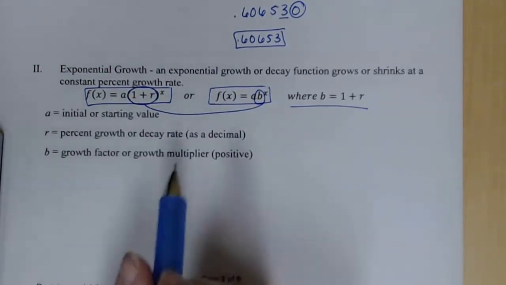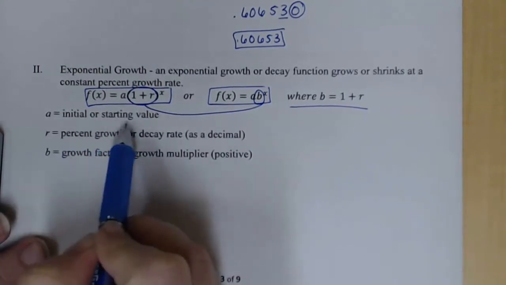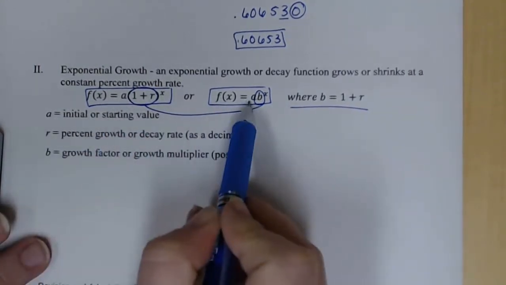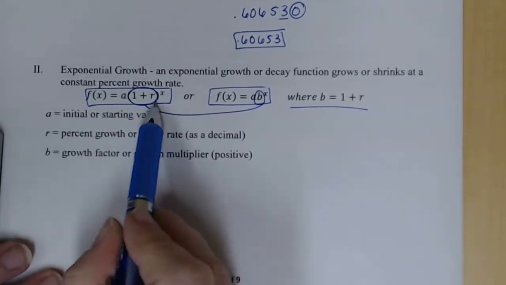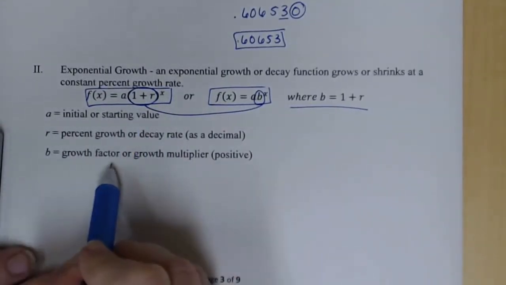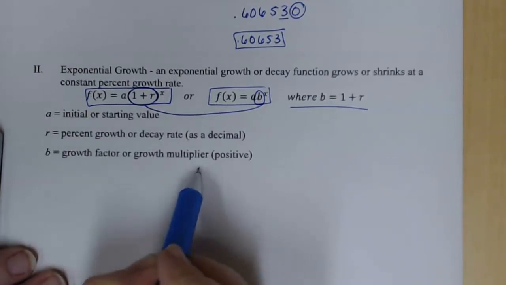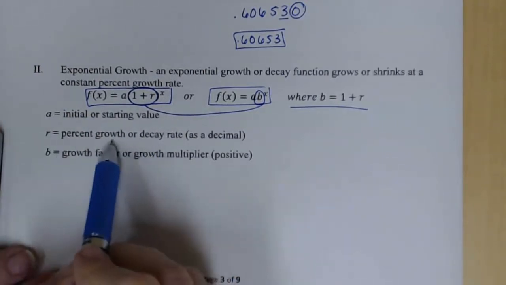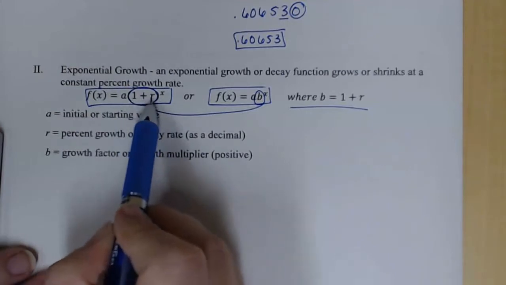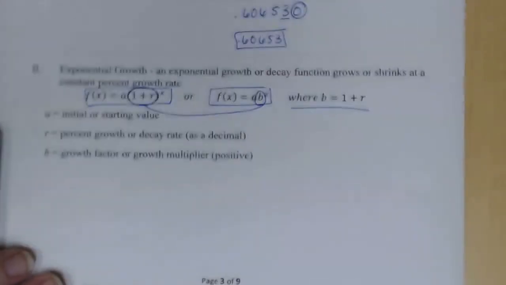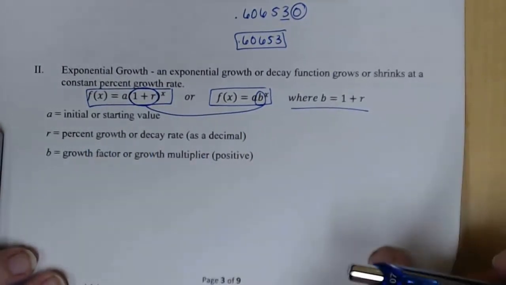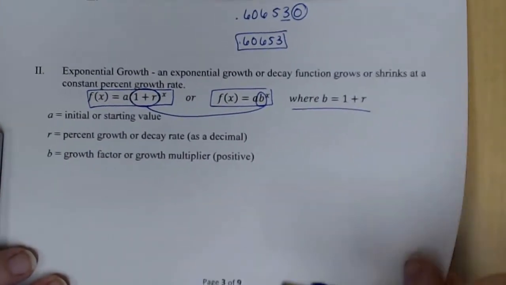Now, what do all these letters mean? A is going to be your initial or your starting value, so you can see the A is there. R is your percent growth or decay rate. And B is your growth factor or growth multiplier. So if they give you a growth or decay rate, we're going to go to this one. If they give us a growth factor or a growth multiplier, we're going to go to this one. So let's keep this on the side and let's work some problems and see what we can do with it.